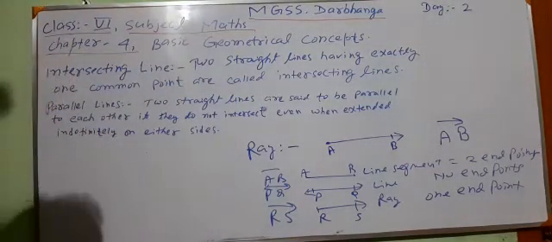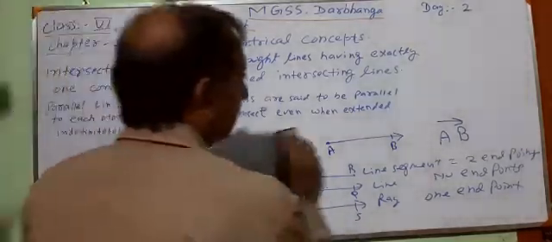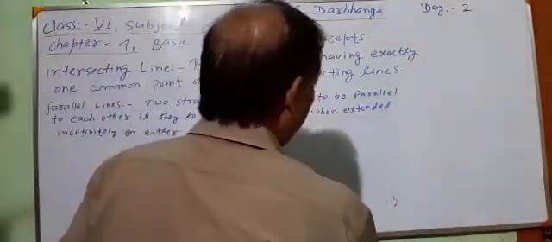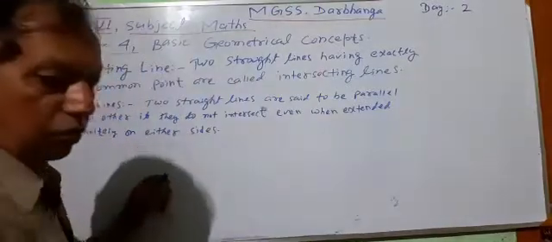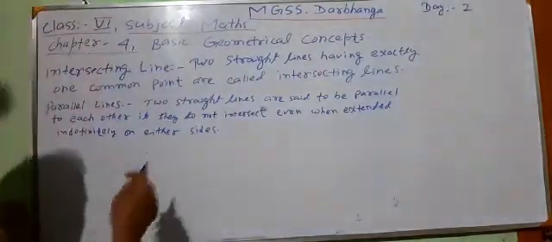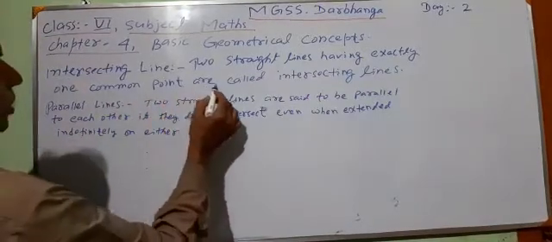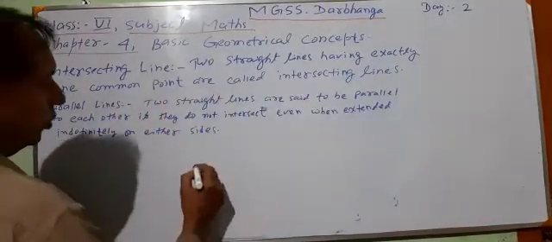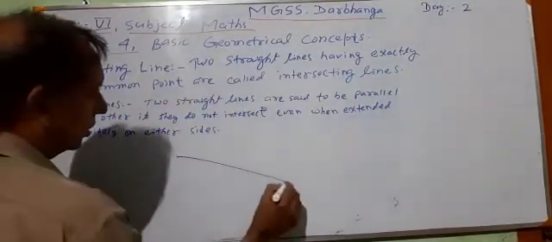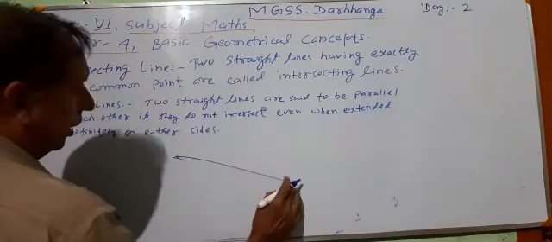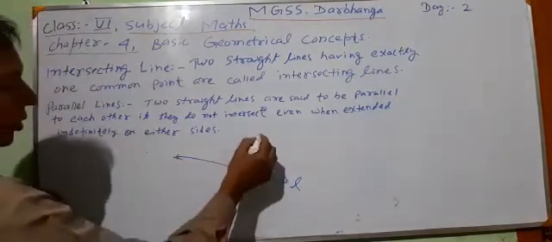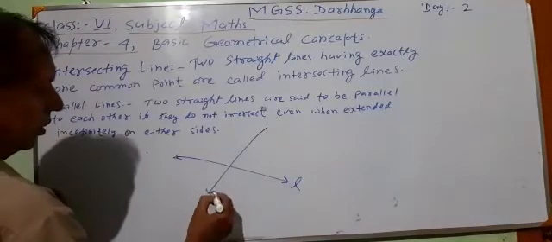Intersecting lines. What do you mean by intersecting lines? Suppose two lines are passing. Two straight lines having exactly one common point are called intersecting lines. Suppose there is one line, this is line L. And there is another line, this is line M.